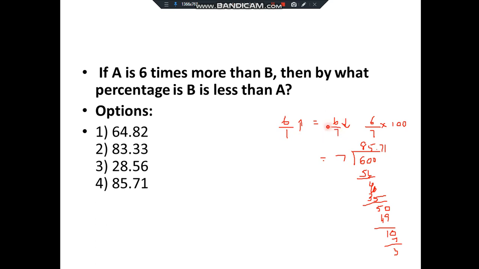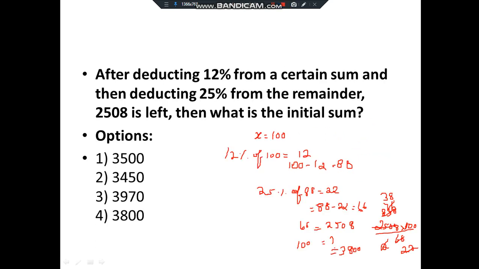So it is a decrease, okay? Now convert that into percentage. On finding, you get the answer as 85.71. Okay, hope you understood. Now let us see the next question.